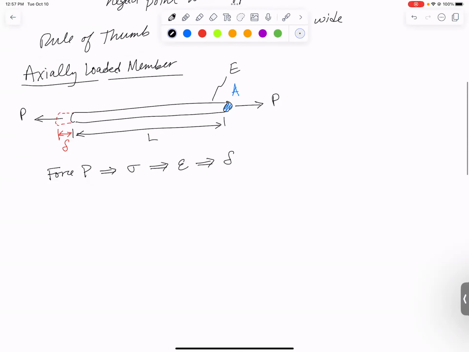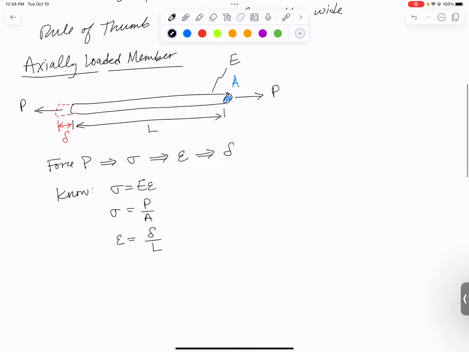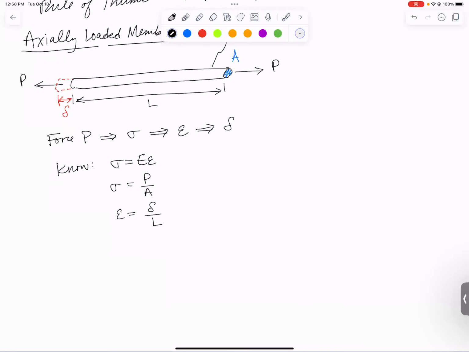So what are our equations? We know that stress is Young's modulus times strain. We know stress can also be written as force over area, and we know strain can be written as change in length, delta, over original length, L. Well, why don't we put it all together and get one equation for delta? So we're solving for delta. We put this all together.